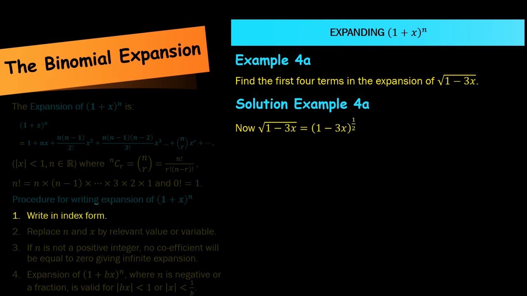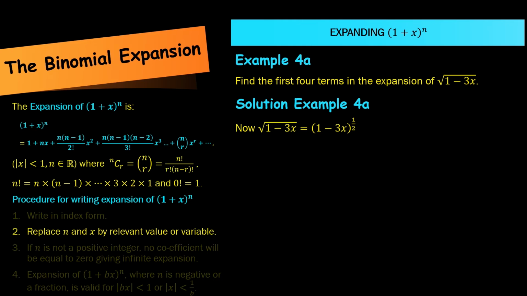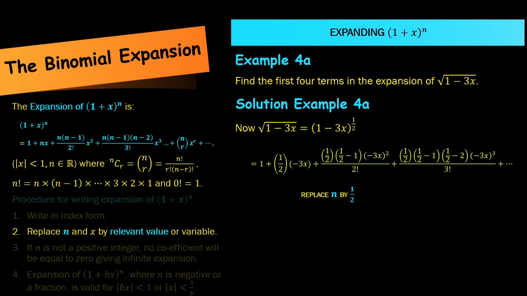We can now expand this expression by using the highlighted formula. We're going to replace n by 1/2 because n equals 1/2. We're going to replace that here, here, and here. And we're going to replace x by -3x. And we're going to replace that here, here, and here.